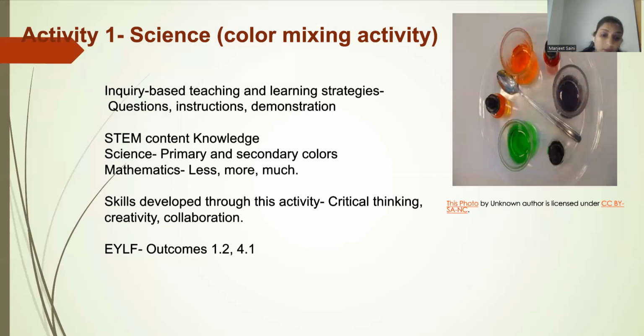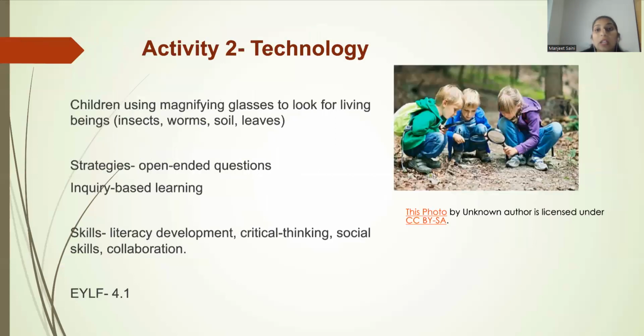And it will link with EYLF outcome 4. Children are confident and involved learners as they are curious and enthusiastic participants in their learning. And this next activity is technology. Children using magnifying glasses to look for living beings that might be insects, worms, soil, and leaves.